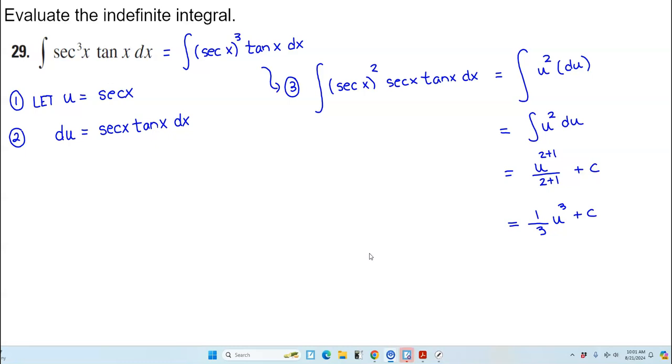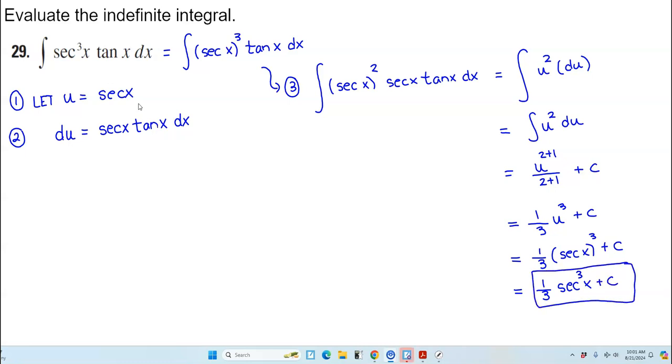And then what do we let u equal? Well, we let u equal the secant x. So therefore, we're going to get 1/3 times the secant x raised to the 3rd power plus c. And then we're going to write this in simplified form, which is 1/3 times the secant cubed x plus c. And therefore, there is our result.